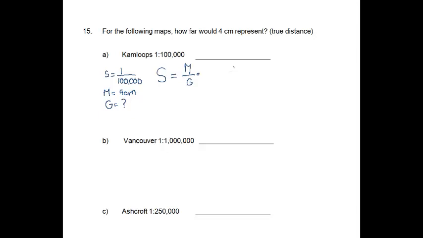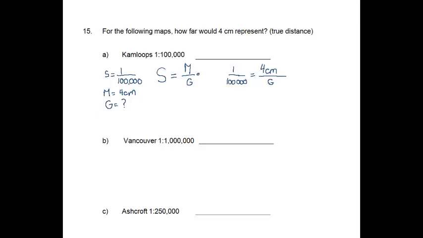So scale is 1 over 100,000, equals 4, and always remember to include units. Half the marks for all questions are units, and we have to figure out what G equals.